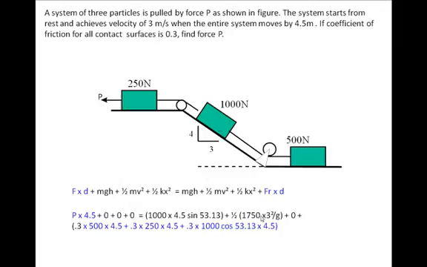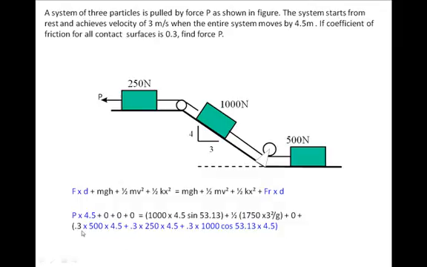Then half mv square: see, all these have achieved a velocity of 3. 1750 is the total weight, so 1750 by g is the total mass, and then half mv square is the kinetic energy term. No spring, so 0. And friction into distance: each body has lost some energy in friction. That you have to take together for this term.